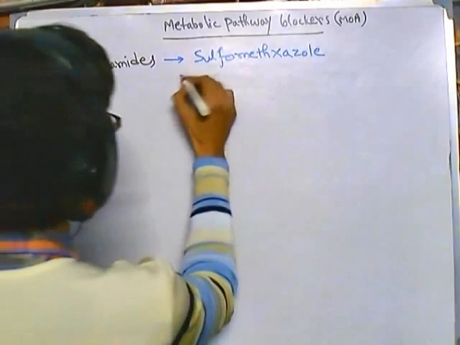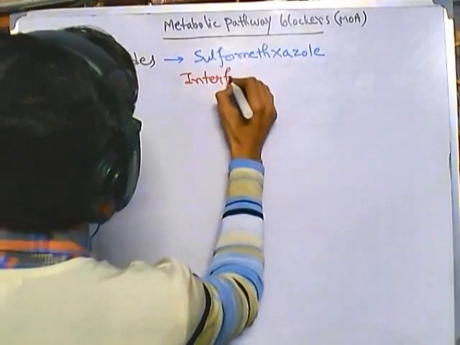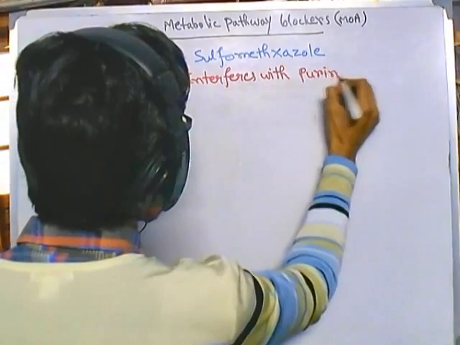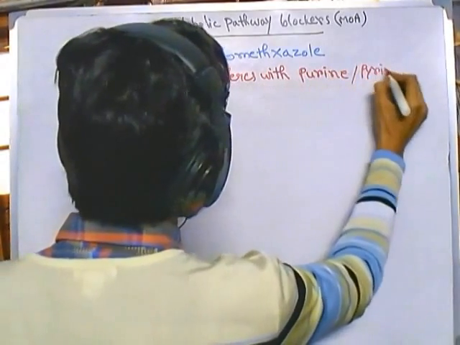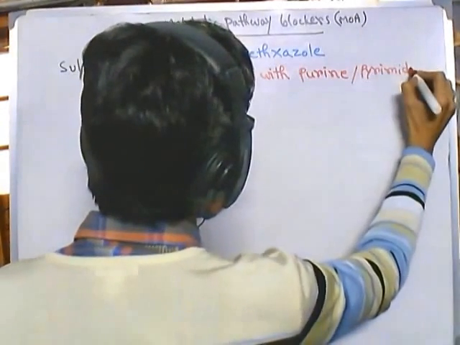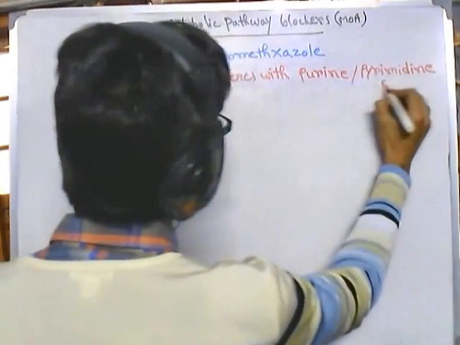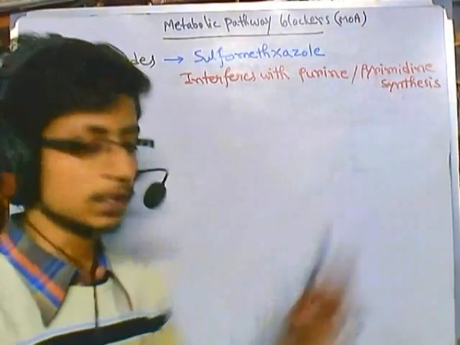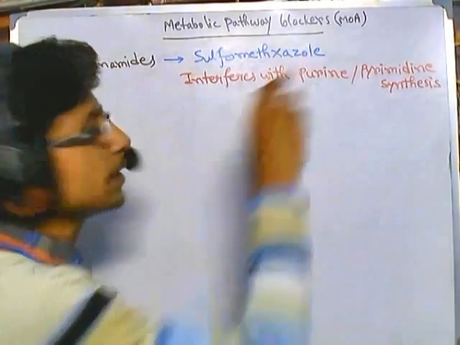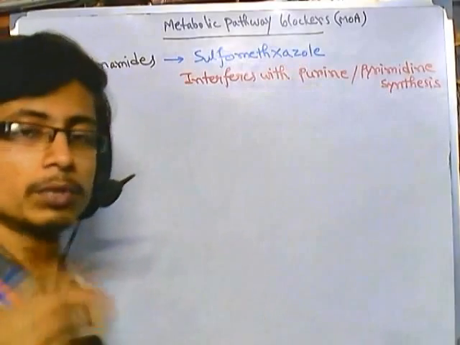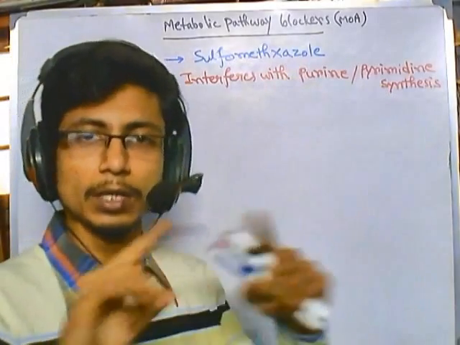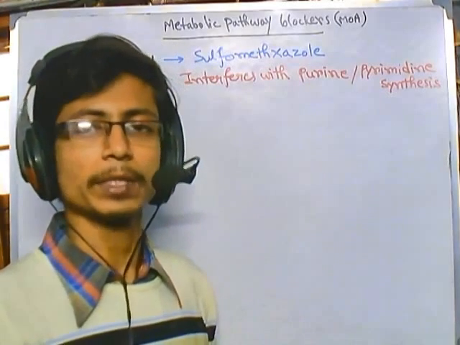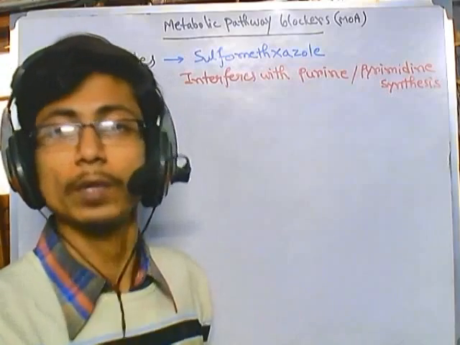It interferes with purine or pyrimidine synthesis, especially purine synthesis. Okay, so before understanding the mode of action of these sulfonamides, you need to understand the cellular process or pathway of purine synthesis. Now we don't need to know the whole pathway. We need to know the pathway until the production of folic acid or folate.